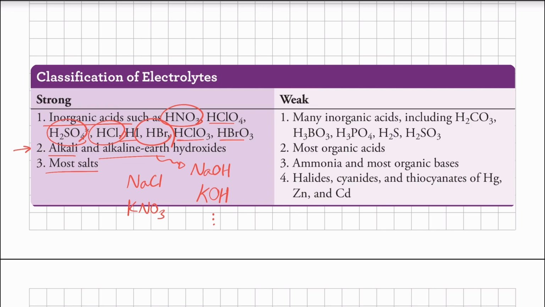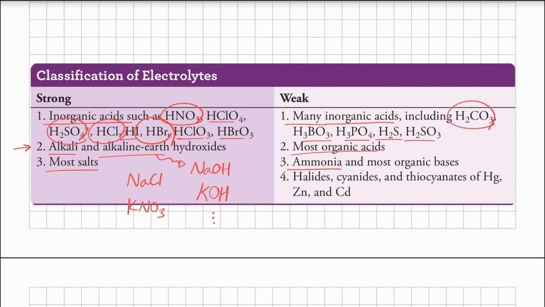On the other hand, we have weak electrolytes. Again, we have a group called inorganic acids, many inorganic acids, such as carbonic acid and some more. Next, we have most organic acids, or carboxylic acids. Then we have ammonia and most organic bases, and halides, cyanates, and thiocyanates of mercury, zinc, and cadmium.